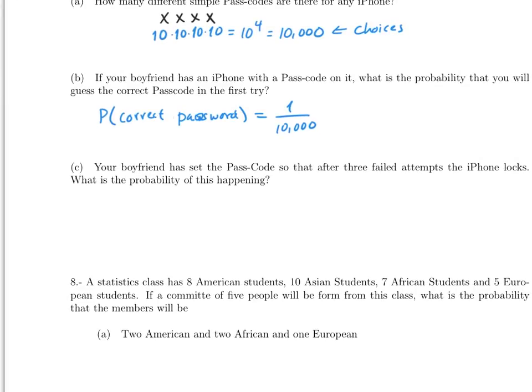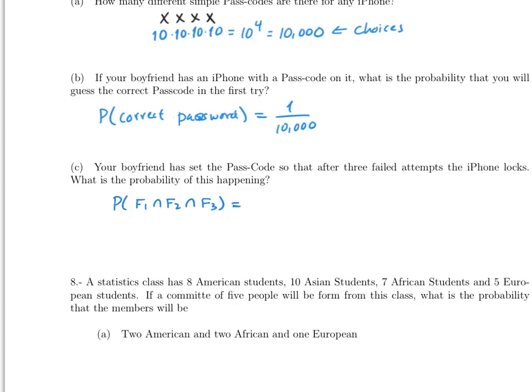Part C says the boyfriend has the password, so if you fail 3 times, the iPhone will lag. Well, if you fail 3 times, that means you had to fail the first time and then fail the second time and then fail the third time. This is not independent, but you can use the multiplication property anyways.